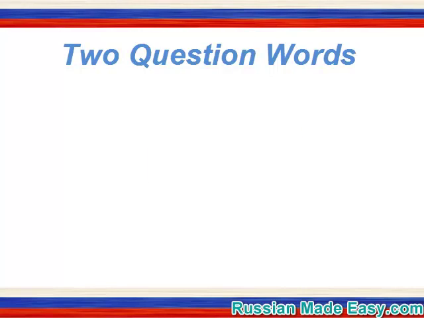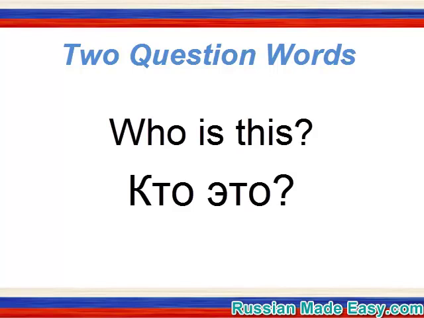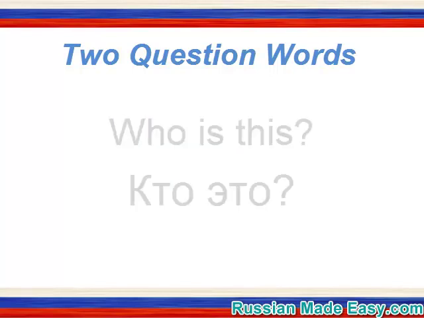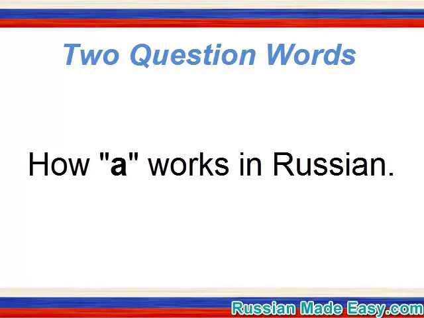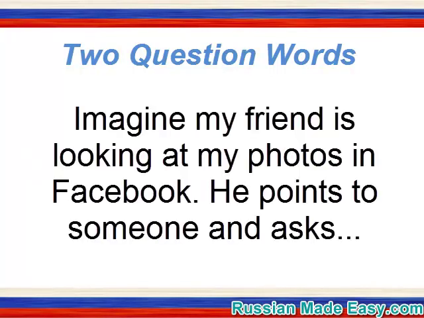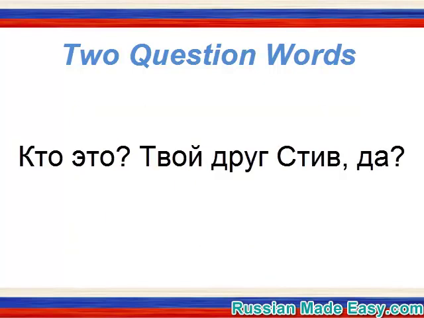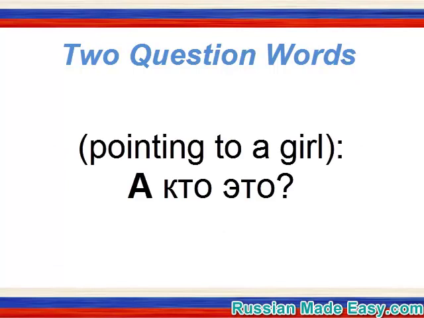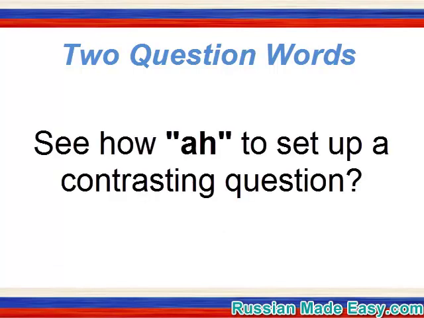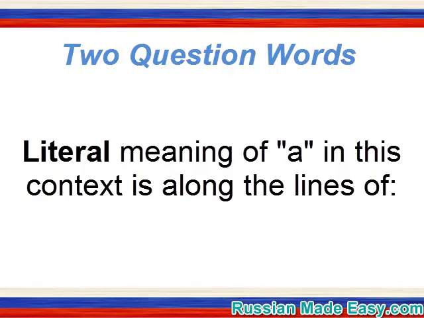The word is spelled with just 3 letters, a K, a T, and an O. Кто? So ask someone, who is this? Кто это? As we did in the last podcast, I want to show you how that little word, а, works in Russian. Imagine my friend is looking at my photos in Facebook. He points to someone and asks, Кто это? Твой друг Стив, да? Да, это Стив. А кто это? See how we used а to set up a contrasting question?